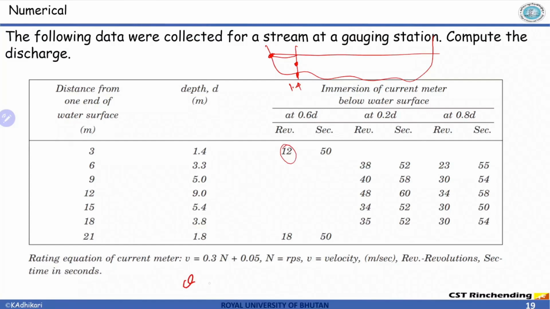So for the first case, it's going to be 0.3 n, where n is 12, plus 0.5. This is what gives us the velocity. So we simply substitute the value of the revolutions per second. The revolutions are counted in 50 seconds, so you need to convert this unit to per second first. In 50 seconds there are 12 revolutions. In 1 second, how many revolutions will there be? That conversion you need to do, and supply the value in this equation to get the velocity.